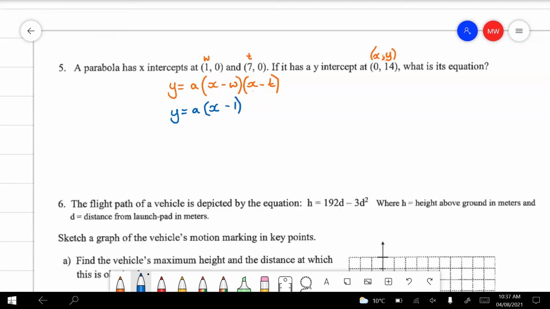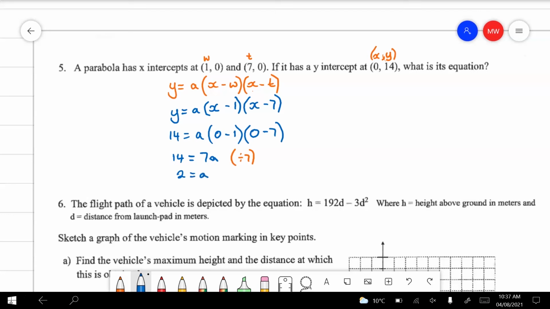W goes in as a -1, t goes in as a -7, and now we're going to take this xy coordinate and substitute it in so that we can solve for a. So y becomes 14, still don't know what a is, x becomes 0, and x becomes 0 again. So what we have here is 14, and then we've got -1 times -7 makes +7 groups of a. Switch over to balance method, divide by 7 on both sides, and we'll find that a is 2.